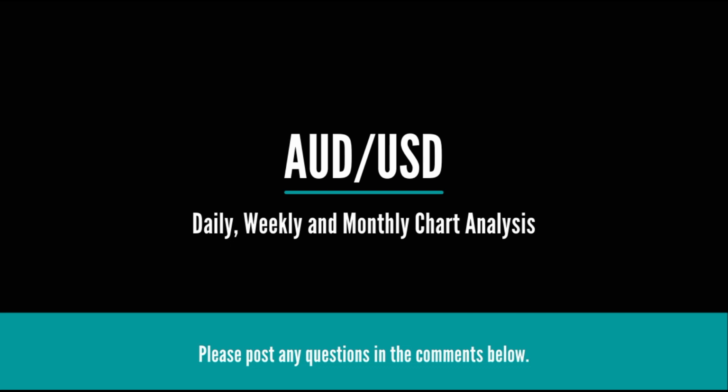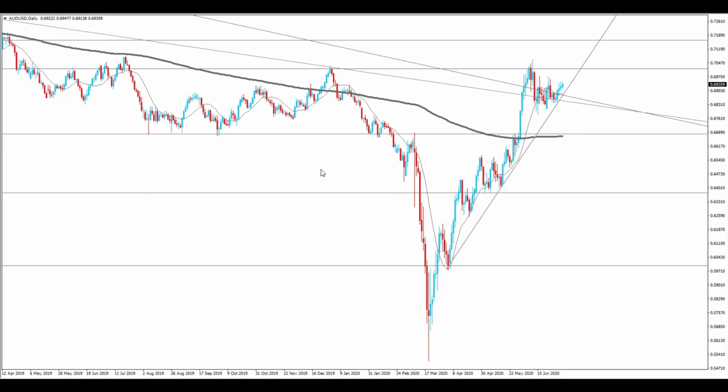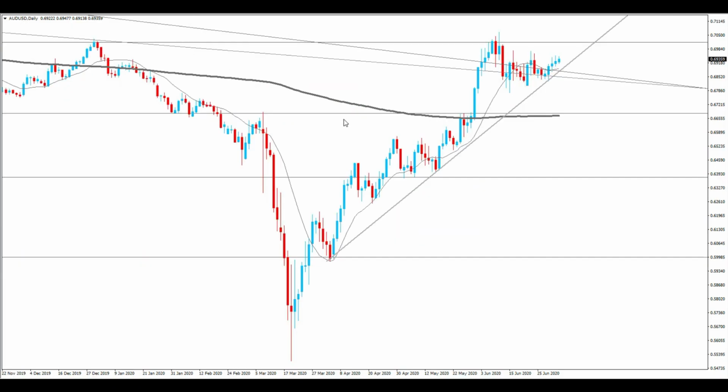Next, we're going to take a look at AUD USD. Okay, so for AUD USD, you can see that we're not really moving anywhere. Price is literally moving sideways, and again we want it to break out of this pattern either to the upside or to the downside. So just be waiting for a break, a retest, and then a move to the upside, or a break, a retest, and a move to the downside.